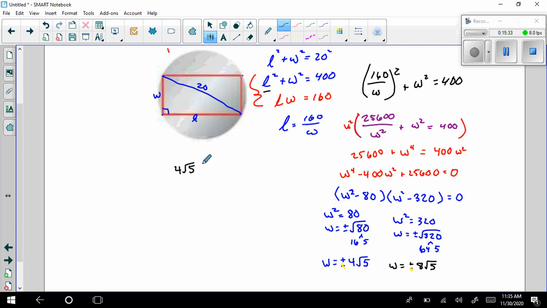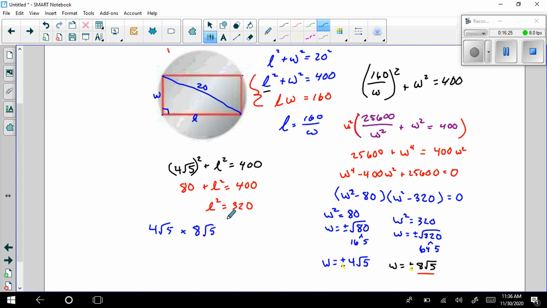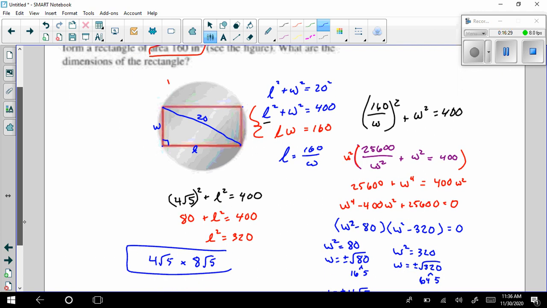So if we do 4 root 5 squared plus length squared is equal to 400, we can solve for your length. So 16 times 5 is 80, plus length squared is equal to 400. Length squared is equal to 320. And we already know the square root of 320 is 8 root 5. Typically this will give you both dimensions, but I just wanted to emphasize that over here. So it is 4 root 5 by 8 root 5 inches.